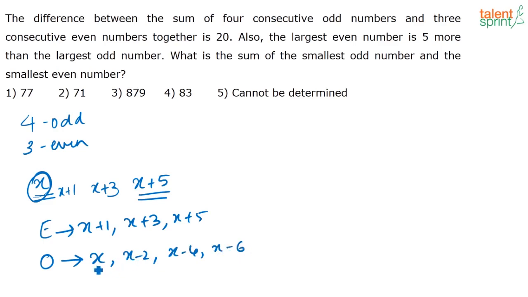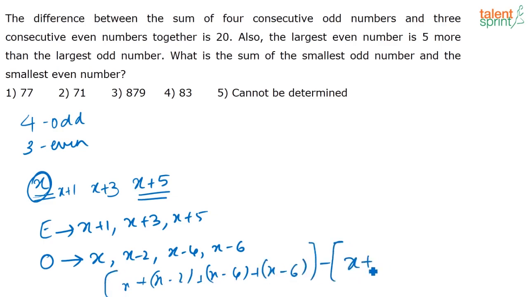So one way of doing this is, here the difference between their sum, so O minus E, correct? The difference between the sum of these two is going to be 20. So using this, directly find the answer. That is, do x plus x minus 2 plus x minus 4 plus x minus 6, okay? This sum minus the even numbers, correct? x plus 1 plus x plus 3 plus x plus 5. This is equal to 20.